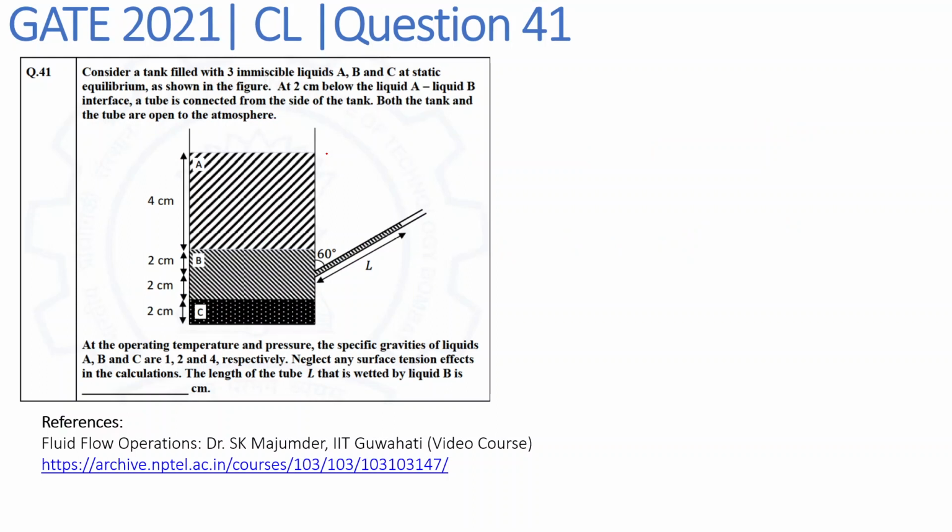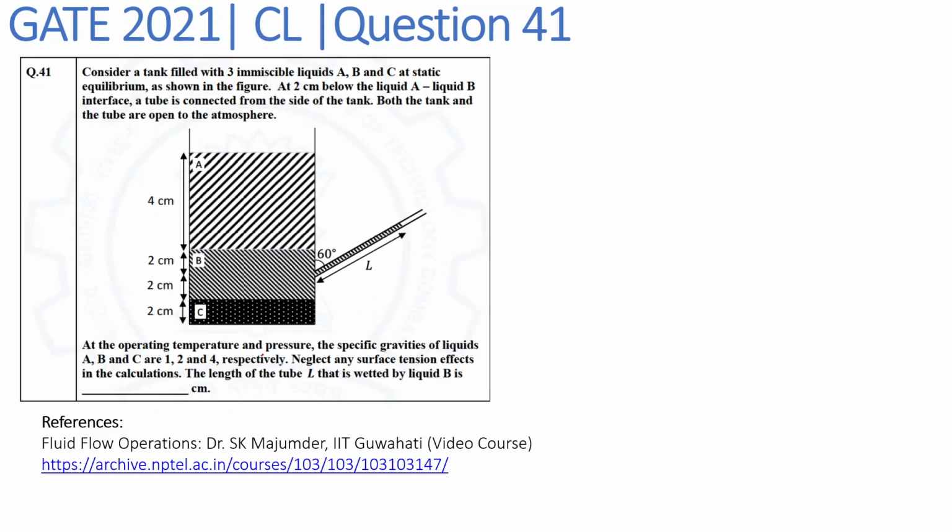We are solving question number 41 of GATE 2021 chemical engineering paper, and the question is related to fluid mechanics. Consider a tank filled with three immiscible liquids A, B, and C at static equilibrium as shown in figure. At 2 cm below liquid AB interface, a tube is connected from the side of the tank. Both the tank and tube are open to atmosphere.